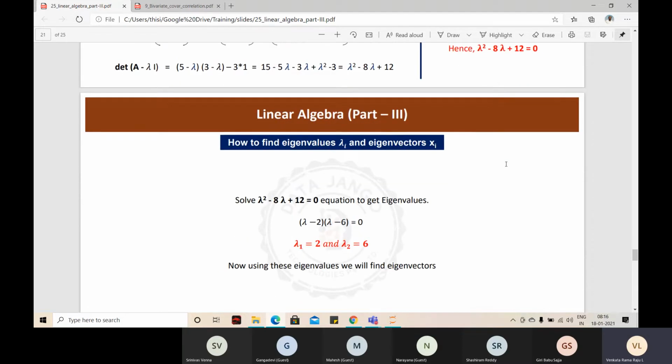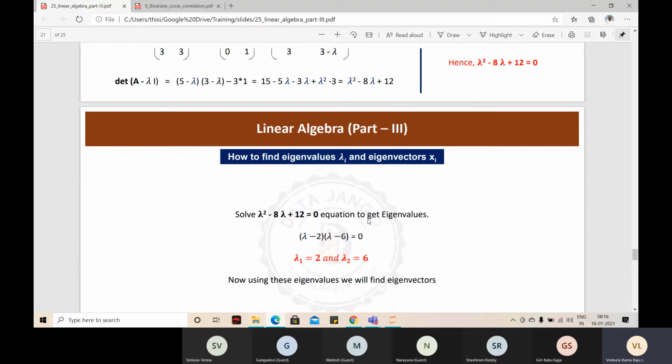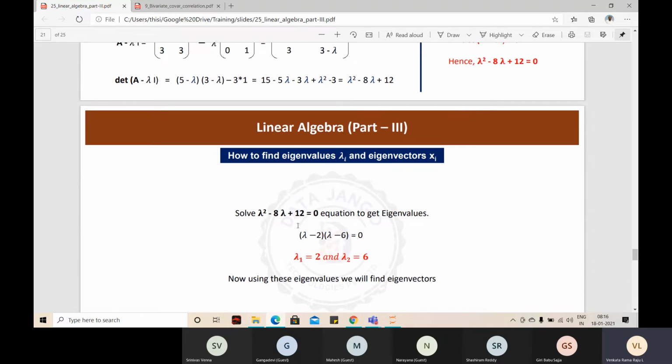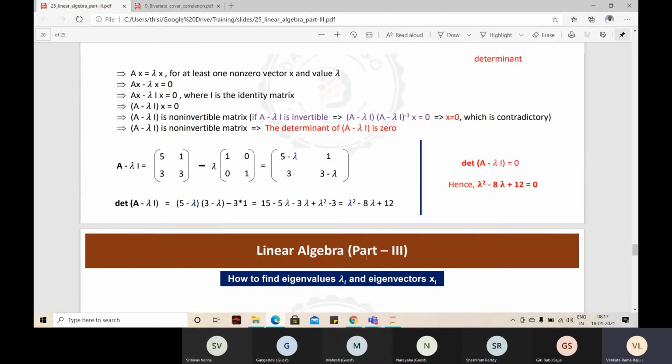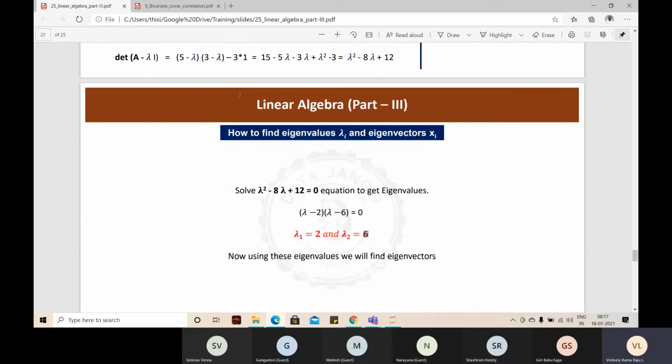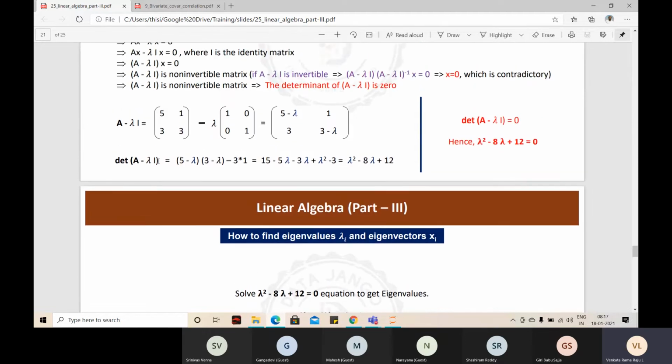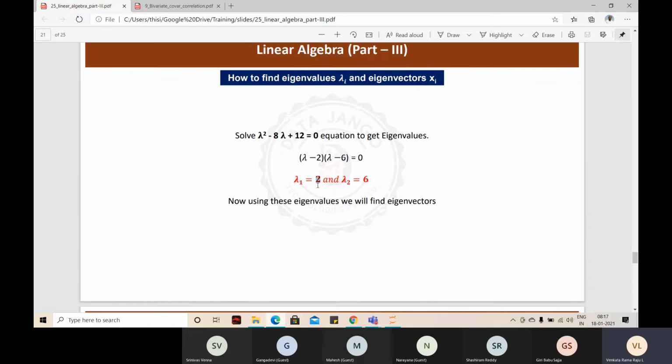When will it become 0? When lambda is equal to 2 or lambda is equal to 6, it will become 0. This lambda square minus 8 lambda plus 12 will become 0 for two values, lambda equal to 2 and lambda equal to 6. So eigenvalue 2 and eigenvalue 6 we have found. For this matrix, there are two eigenvalues, one is 2 and the other one is 6. How did we find them? Using the determinant of A minus lambda I equal to 0, we found this. Using this, we are going to find eigenvectors also.